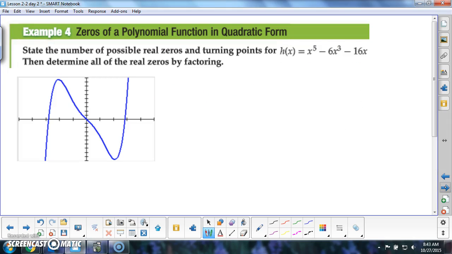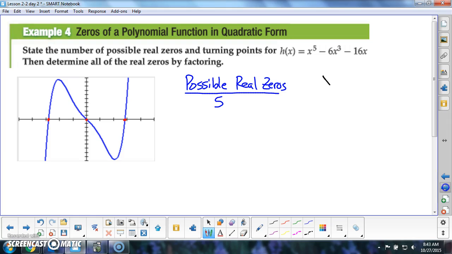Next example, same kind of problem, same direction. State the number of possible real zeros. Well, this is a fifth degree polynomial. So that means that there's 5 possible real zeros. If we look at the graph, we can see that it does cross the x-axis only 3 times. So therefore, there are only 3 real zeros. And to find those, we're going to find those by factoring.